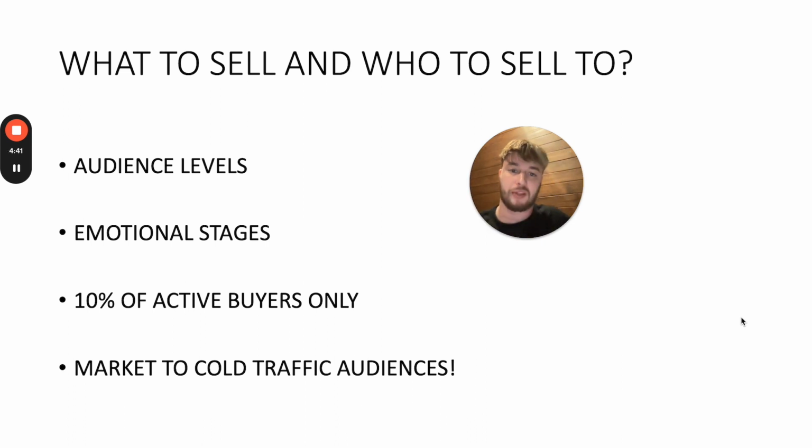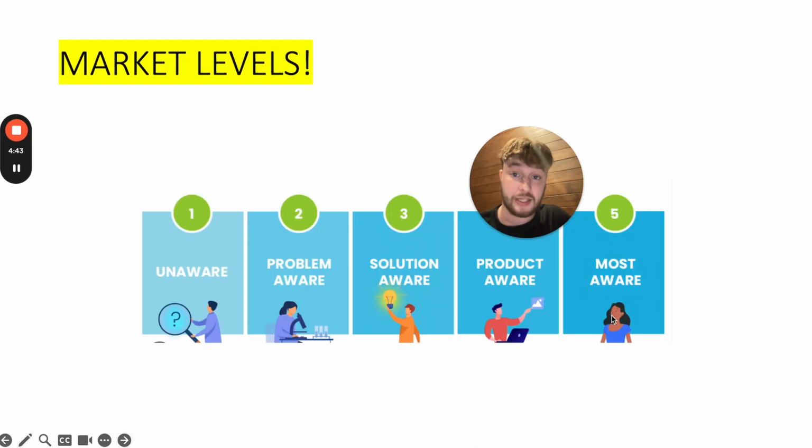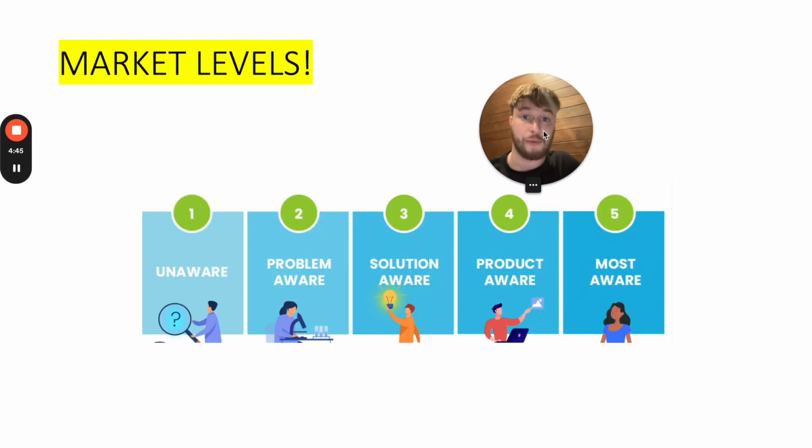Very important thing. Now the next thing over here is market levels, awareness levels. Eugene Schwartz taught this, which is very important. There are 5 levels. You have unaware audiences, problem aware audiences, solution aware audiences, product aware audiences and most aware audiences. How you market to them is totally different. Again, it's totally different. Why?